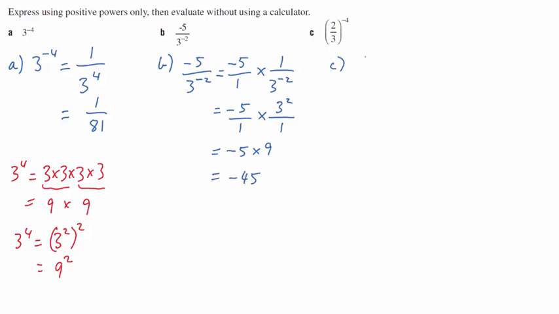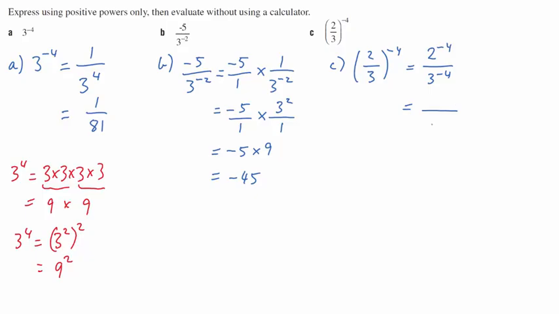For this last one, we've got 2/3 to the power of negative 4. And there's actually a little trick here involving flipping inside the fraction. But let's just use our index laws. 2 to the power of negative 4 divided by 3 to the power of negative 4. And the negative powers, if they're on the top, they need to go to the bottom.